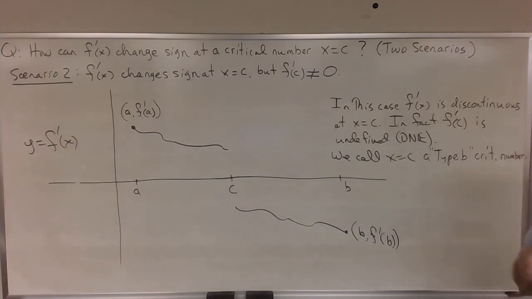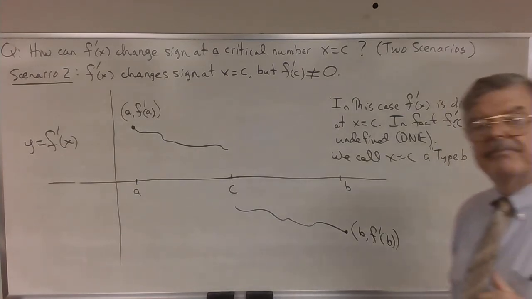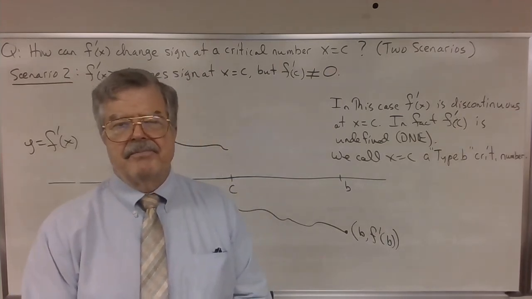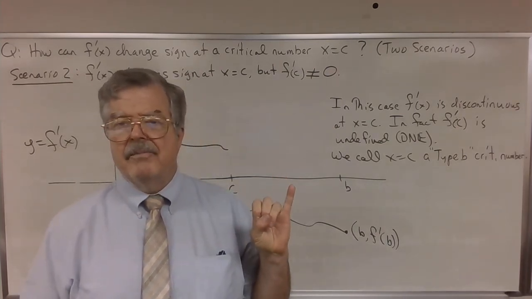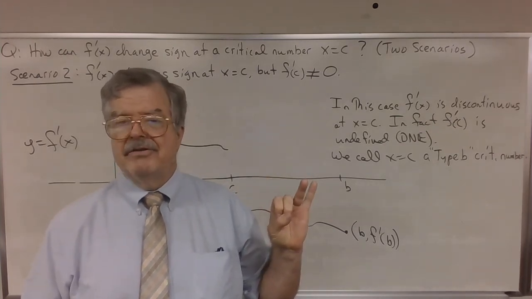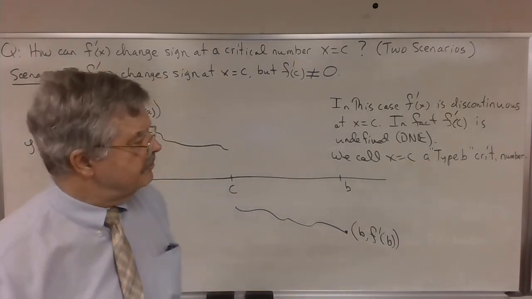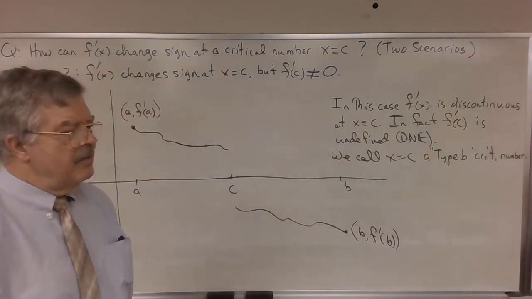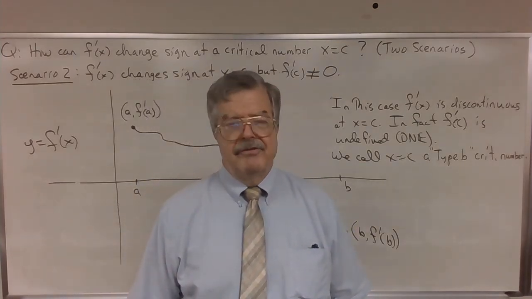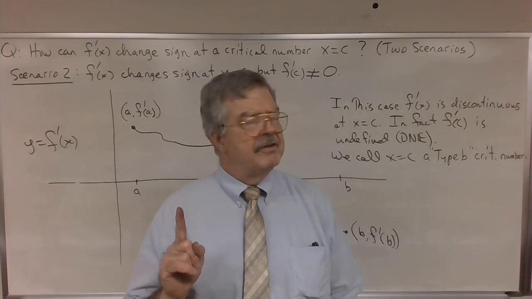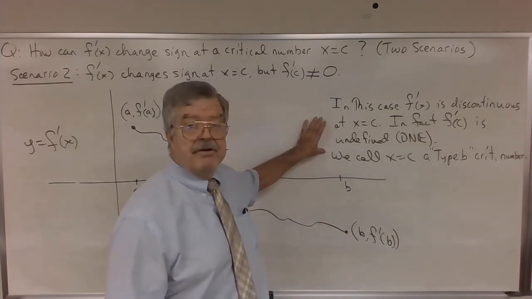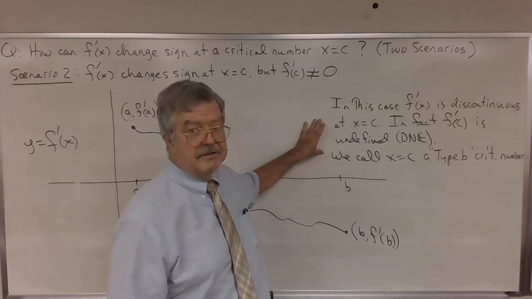And we've just seen the only two ways possible that the derivative can change sign. It either has to be 0 or it has to be discontinuous and fail to exist at that x value. And you know what? This is such a powerful result that I'm actually going to redefine critical number in terms of these two scenarios.